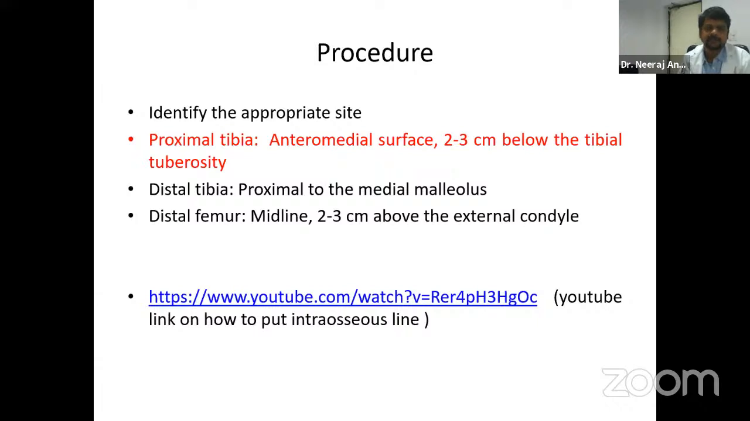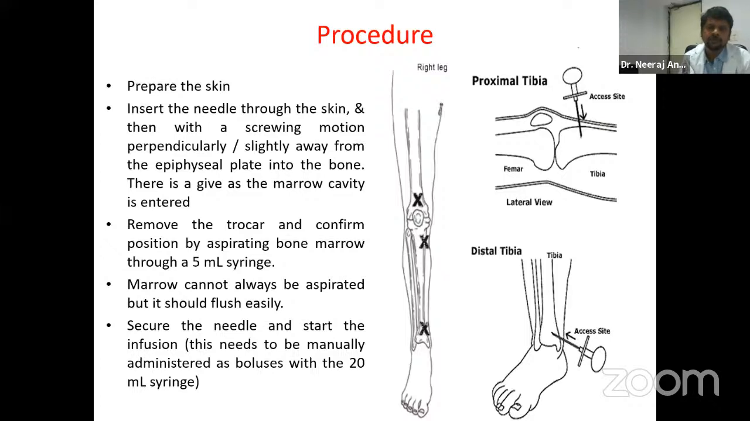In proximal tibia, it is the anteromedial surface 2 to 3 centimeter below the tibial tuberosity. In distal tibia, the site could be proximal to the medial malleolus. In distal femur, in the midline 2 to 3 centimeter above the external condyle. So on all these 3 sites, we could try for intraosseous access. First of all, we have to prepare the skin using spirit, then povidone, then again spirit. We have to clean at least 5 to 10 centimeter of area. Then we have to insert the needle through the skin with a screwing motion, perpendicular and slightly away from the epiphyseal plate, into the bone.